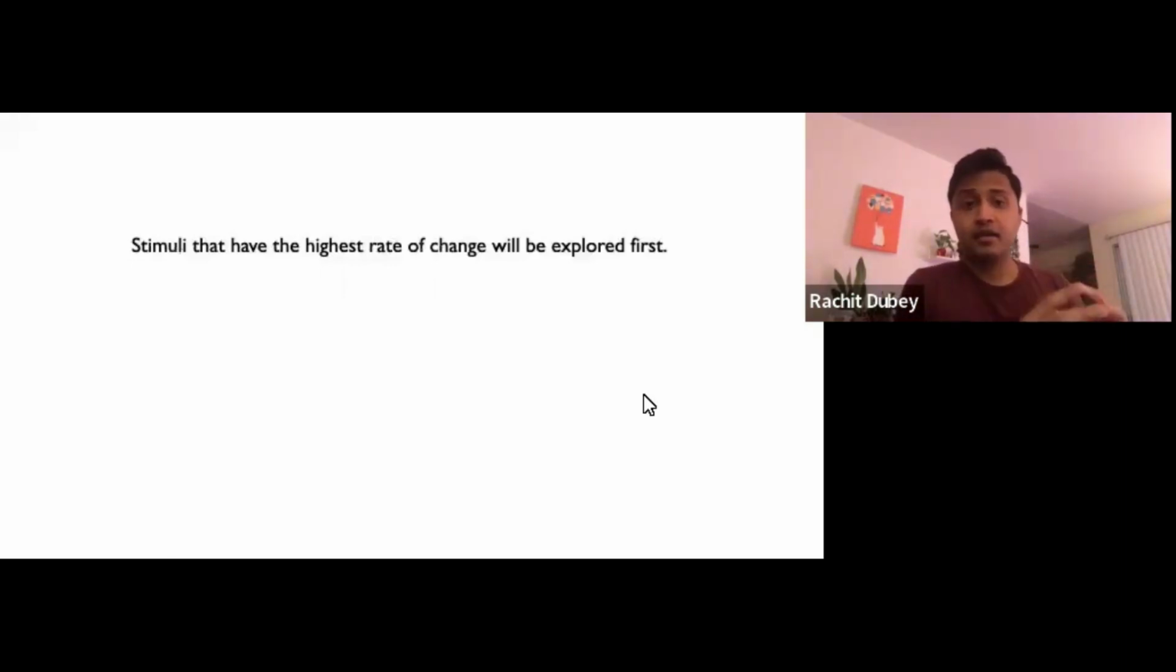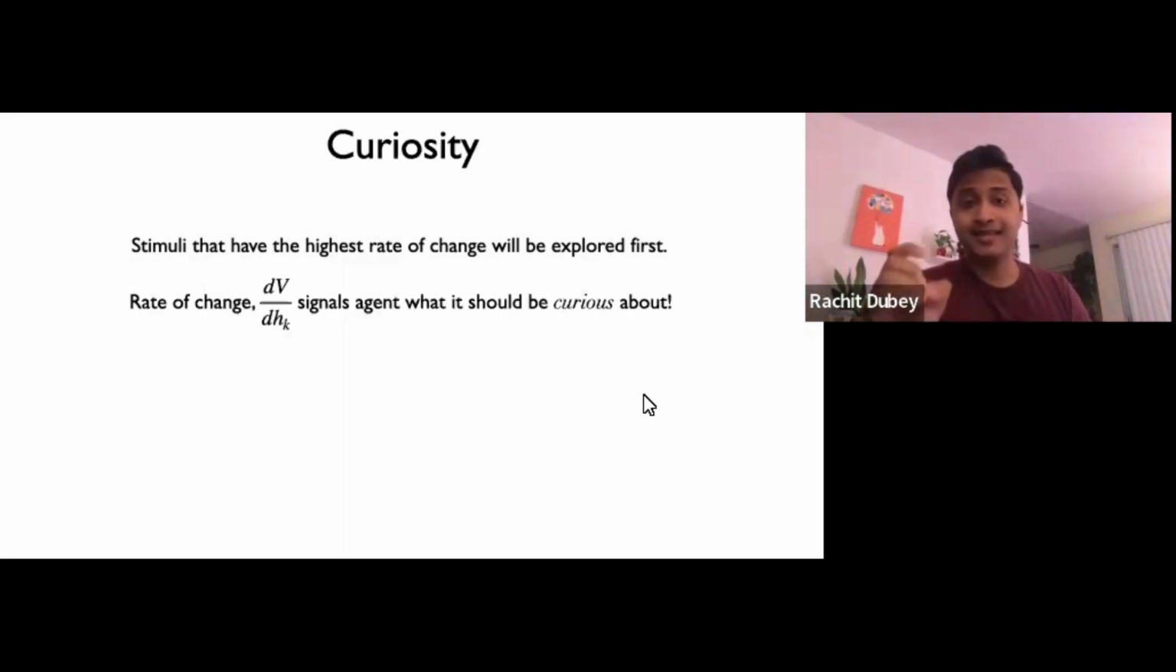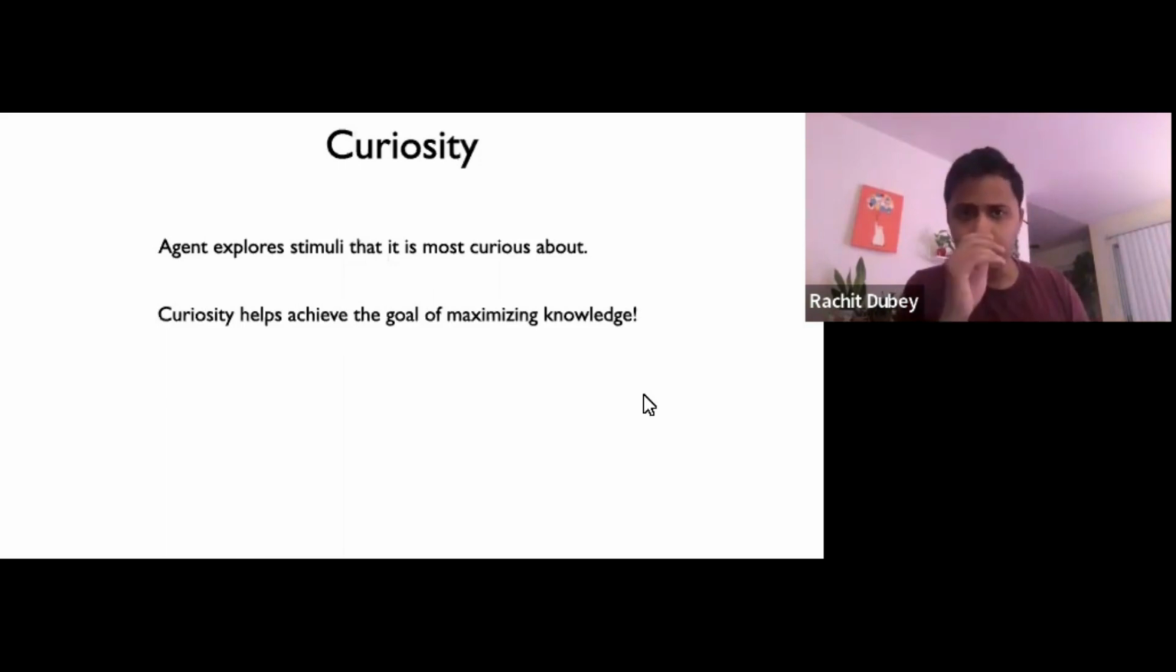Because the stimulus that causes the largest increase in the overall value with respect to exposure should be explored first. So basically, this rate of change, that is dV by dhk, is telling the agent what it should be curious about. According to the framework, the agent will explore the stimulus that it is most curious about, and curiosity helps achieve the goal of maximizing knowledge.